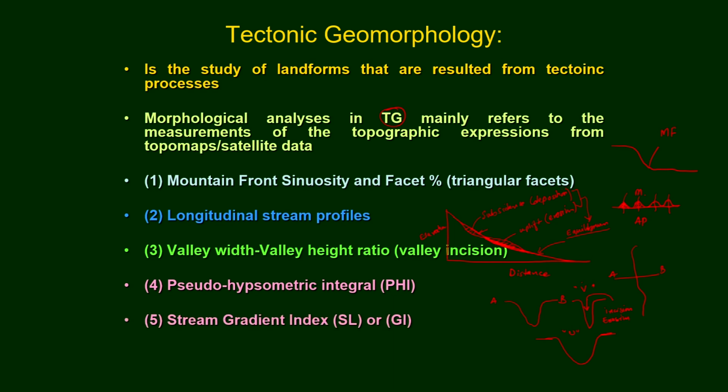Then we will talk about the stream gradient index. This parameter, the fifth one, and the second one can be used together, side by side. That can help you in understanding the overall tectonic influence. So, for example, this is in topographic maps of the foothills of the Himalayas.